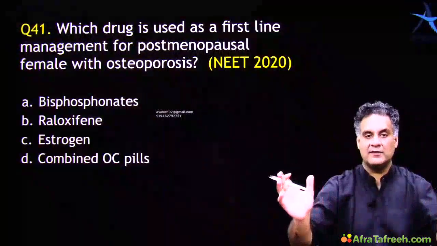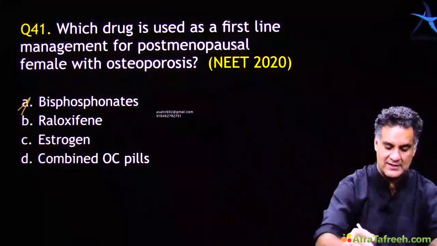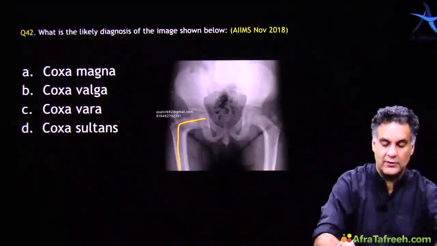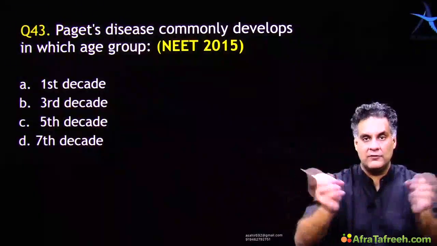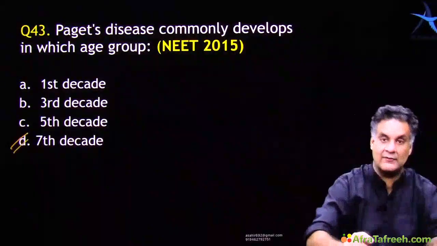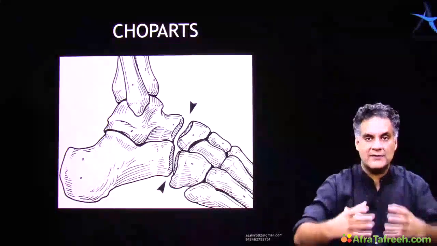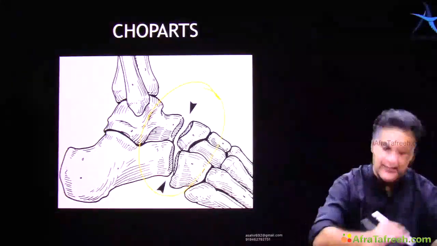Which drug is the first line for postmenopausal osteoporosis? Bisphosphonates, because of their efficacy. What is the likely diagnosis here? Coxa vara, reduced neck shaft angle. Paget's affects what age? It occurs after 50 years. So if you count on the fingers, it will affect 6 decades onwards. So the answer is 7 decades. This is very commonly wrongly given in your books. Please correct that. Coming to the next phase, Chopart's amputation is an amputation involving the intertarsal area.